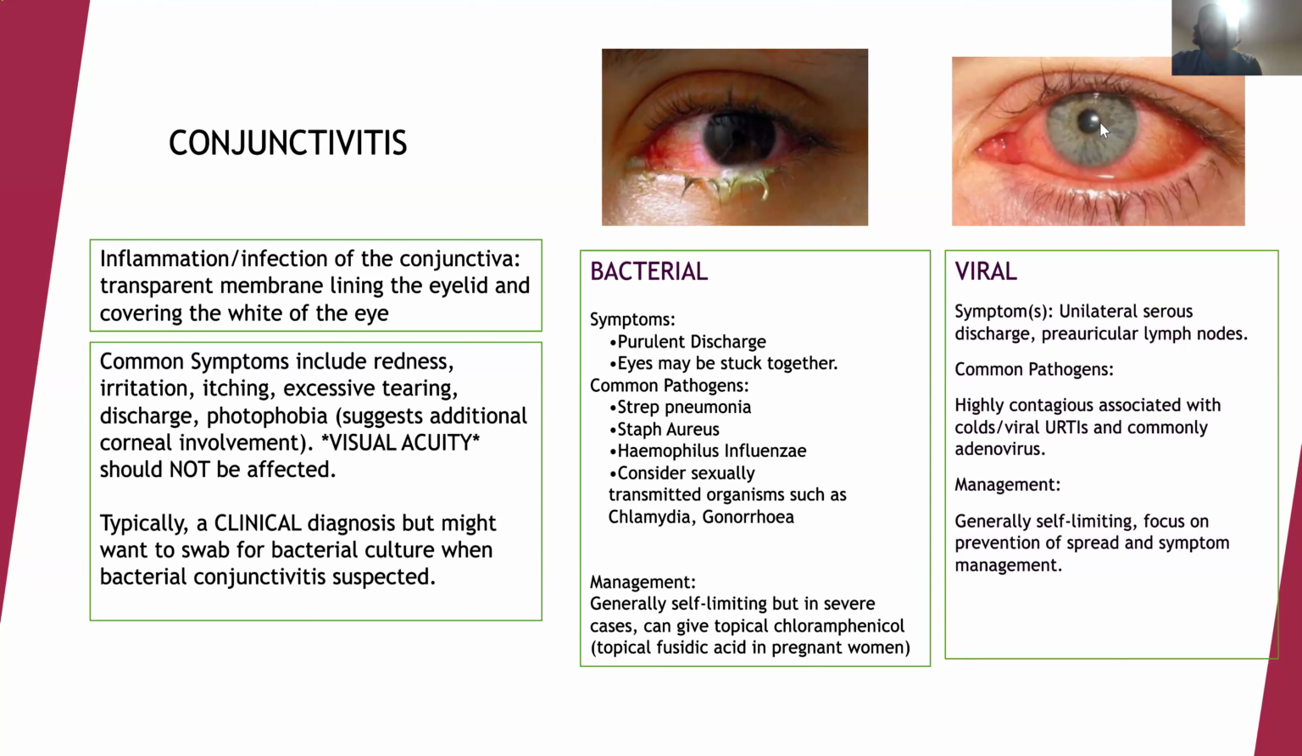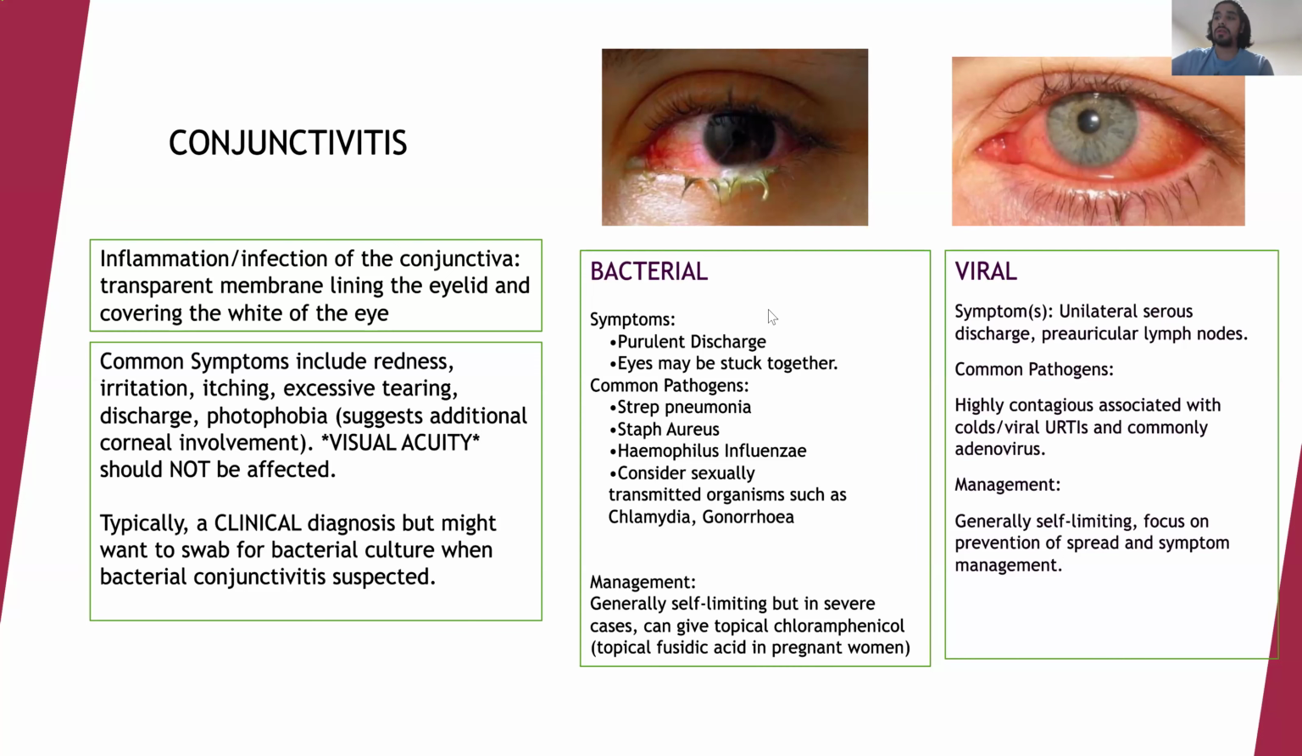So bacterial is mainly caused by Strep pneumoniae, Staph aureus and Haemophilus influenzae, but you should also consider STIs such as chlamydia and gonorrhea. For bacterial, you want to give topical chloramphenicol, but in pregnant women, use topical fusidic acid. But with viral, it is purely self-limiting. It will go away on its own. Other advice you can give is don't wear contact lenses, don't share things like towels, and you don't need to exclude them from school. That can sometimes come up in an SBA.